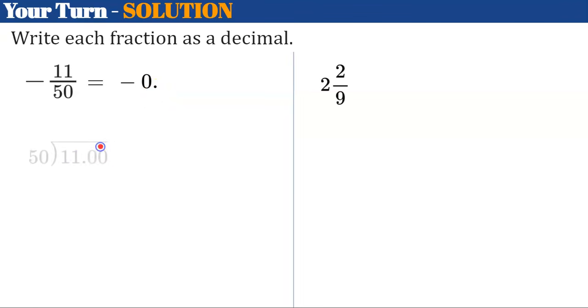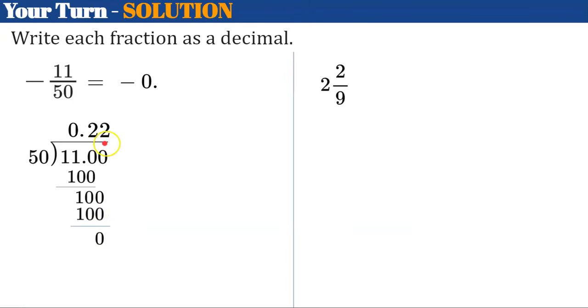Let's set up our long division. 11 divided by 50. I need to put my 0 and my decimal point. You carry your decimal point straight up, and I have to put a 0 here because 50 does not go into 11. So now I'm going to look at my first three digits, 110. 50 goes into 110 twice. 2 times 50 is 100. 110 subtract 100 is 10. 50 does not go into 10, so I'm going to bring down a 0. 50 goes into 100 twice. 2 times 50 is 100, and now I have a remainder of 0.